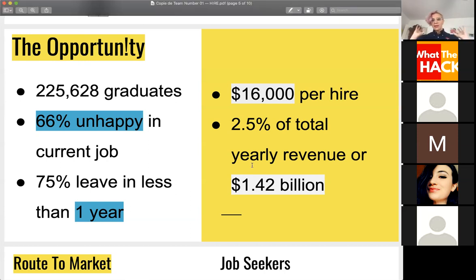Also, even though I'm saying throw giant numbers at people, use numbers that people can relate to. So 66% of the people are unhappy in their job. This is something you can say like, oh yeah, maybe 3 out of the 5 people I know don't like their job, sure. Or the idea that 75% leave in 1 year. 75% is a number that I can understand.